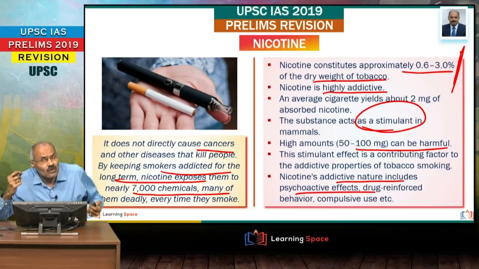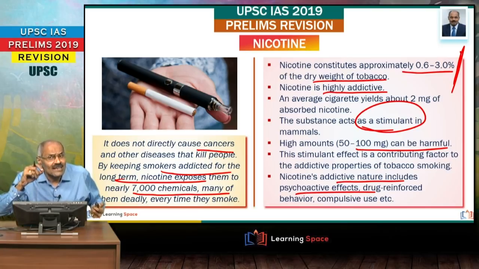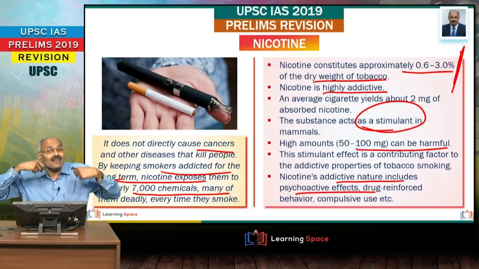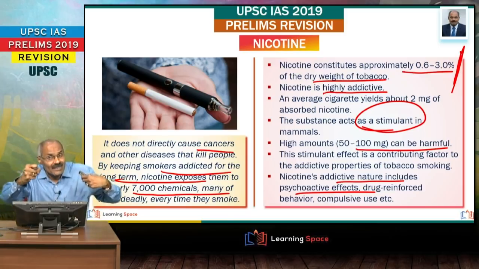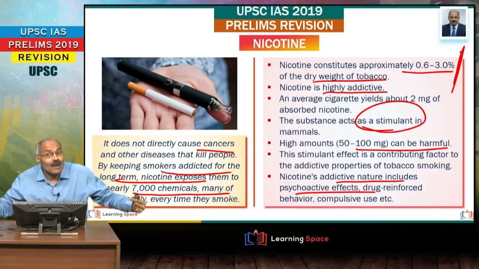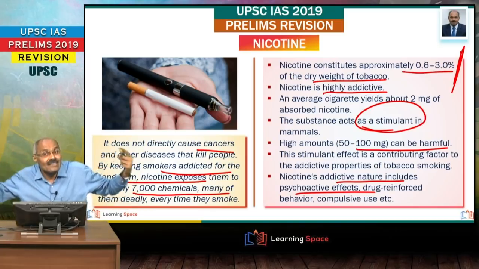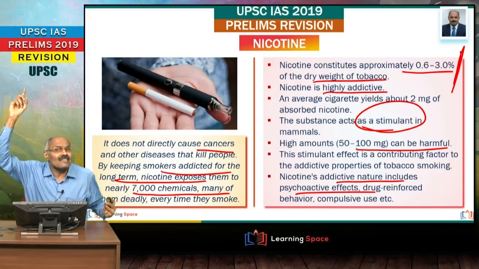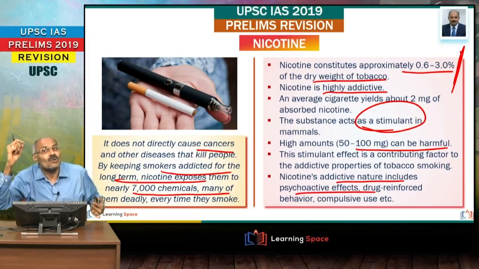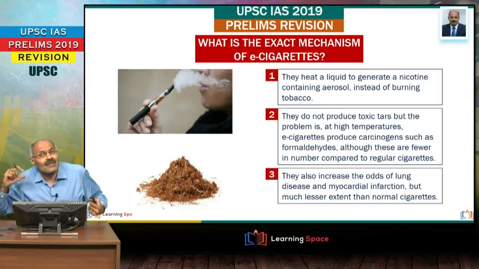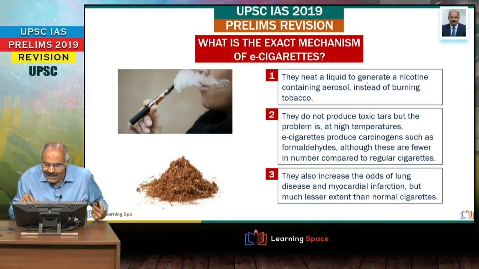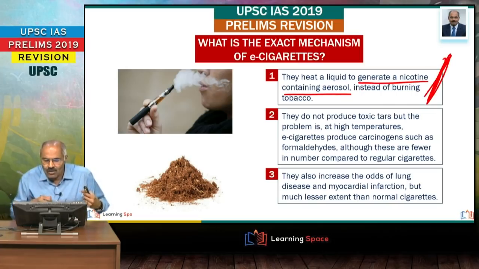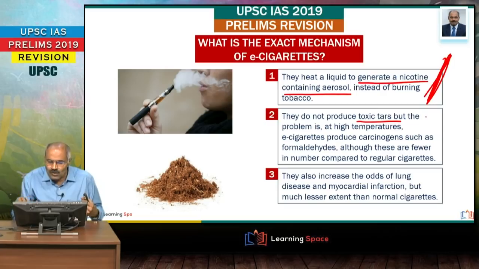Friends, we have seen about nicotine. Through cigarette smoking, people get nicotine. Nicotine acts as the stimulant. It is giving the kick, and at the same time, through the cigarettes, we inhale a number of other chemicals. They are more dangerous, and nicotine itself is not cancerous. So the electronic cigarettes, or e-cigarettes, contain nicotine, right? So what is the exact mechanism of e-cigarettes? Here they heat a liquid to generate a nicotine-containing aerosol instead of burning the tobacco, right? And they do not produce toxic tars.